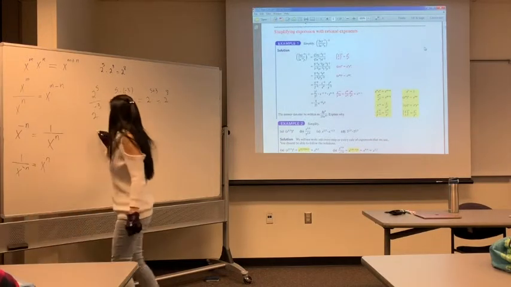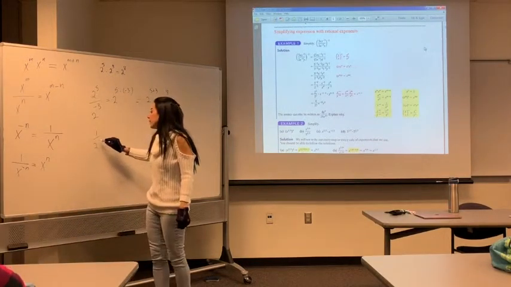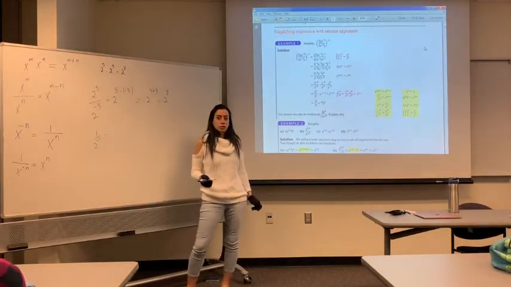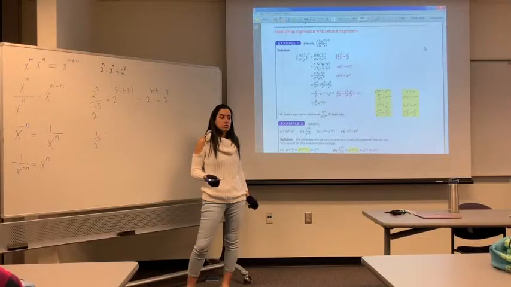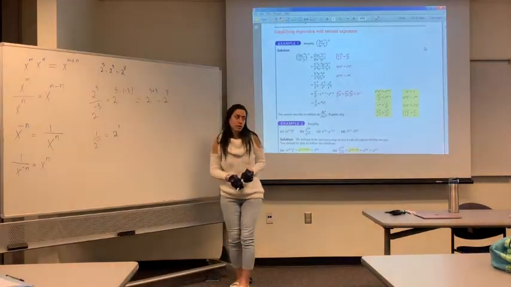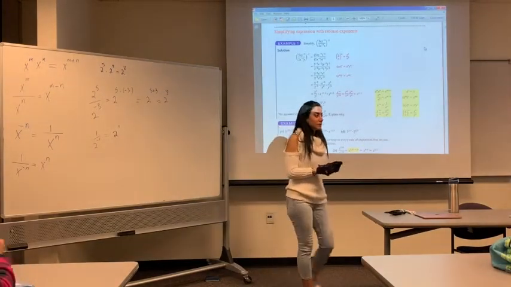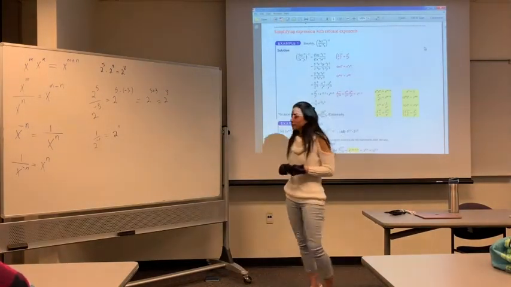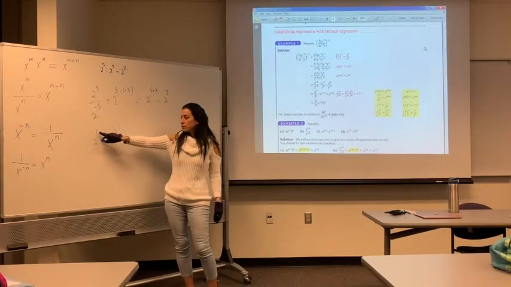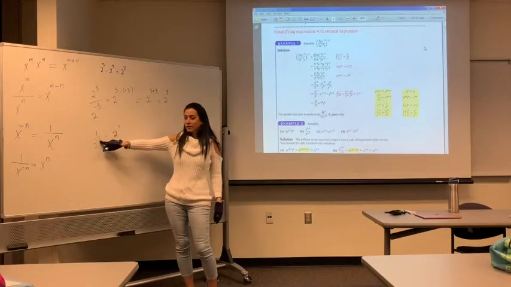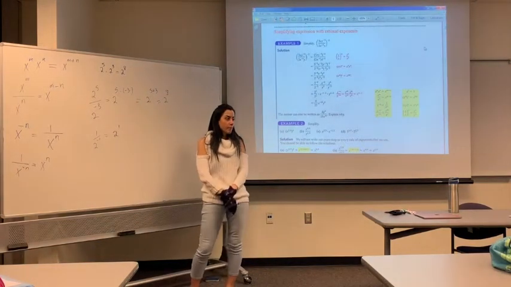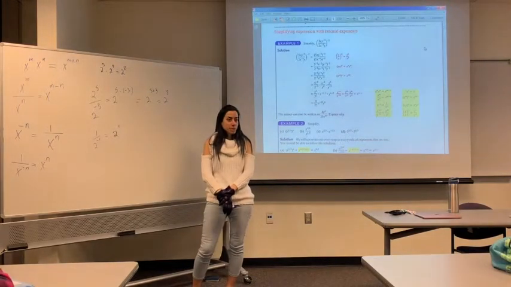So 1 over 2 power negative 1 is equal to 2 power 1. Exactly, which is 2, right? So the power had a negative sign. 1 over x power negative n became x power positive n. Correct?